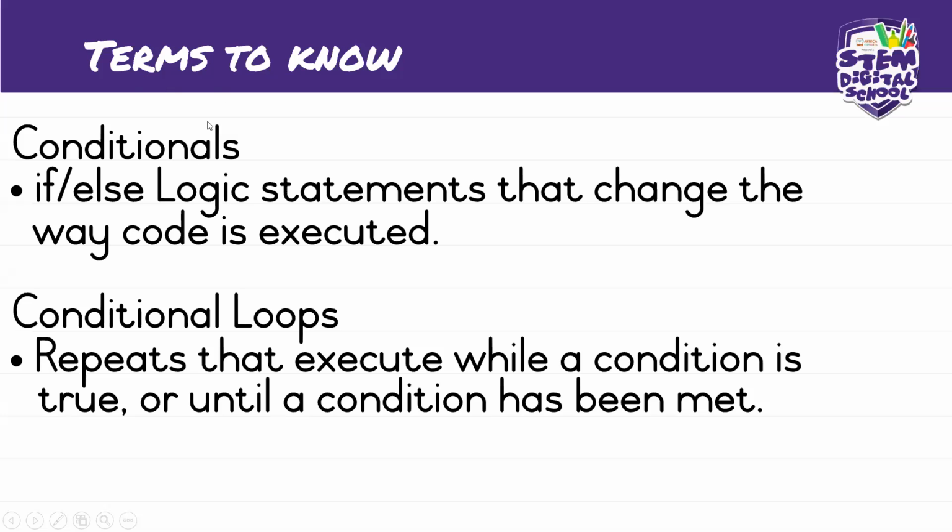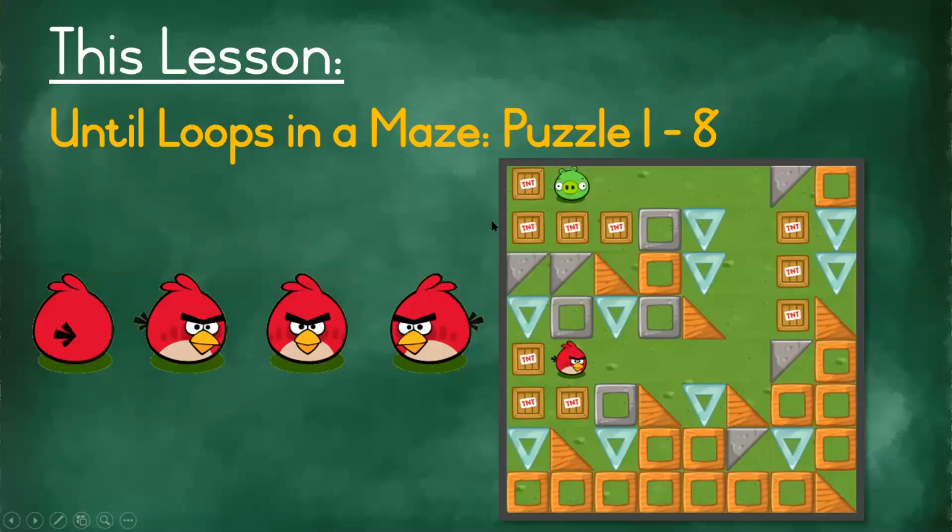Right, so here we have terms that you should know. Conditionals: if-else logic statements that change the way code is executed. And the conditional loop: a repeat block that executes the code while a condition is true or until a condition has been met. So the way I read that sentence doesn't matter. What does matter is this: we are going to get into this and have a look at these puzzles, and we will be using until loops to solve them.